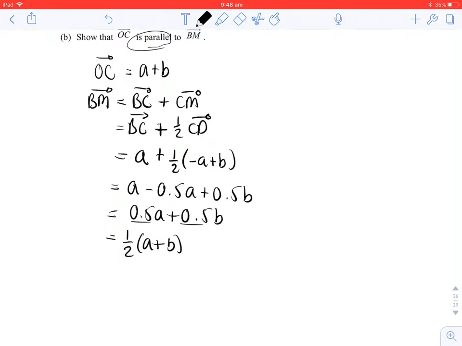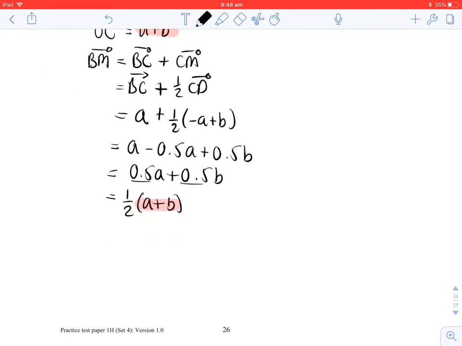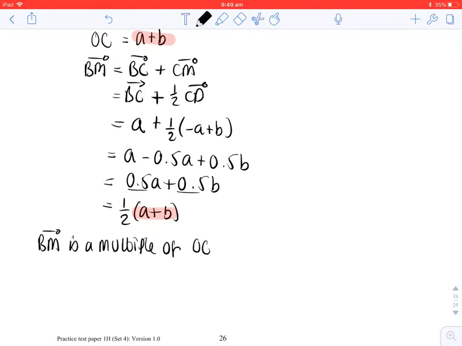And what you can see here is that my vectors, A plus B and A plus B, are identical, but the BM one is just times by a half. So I would then write my statement, say BM is a multiple of OC, therefore they are parallel.